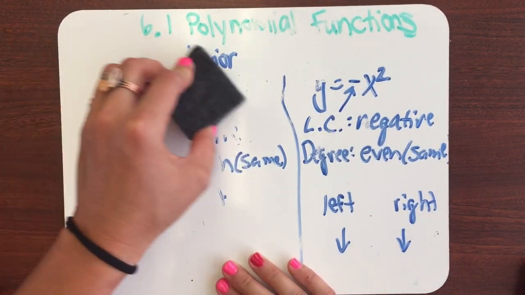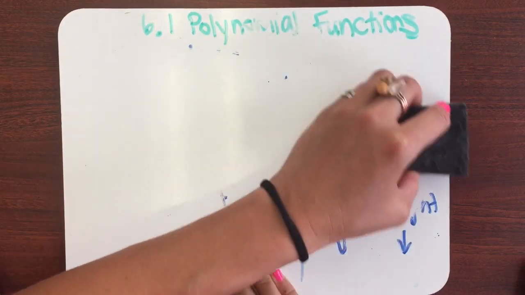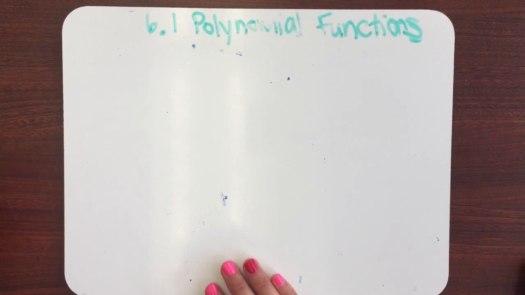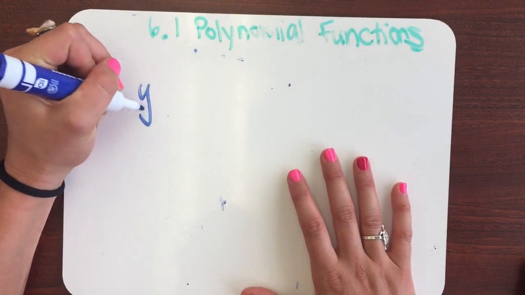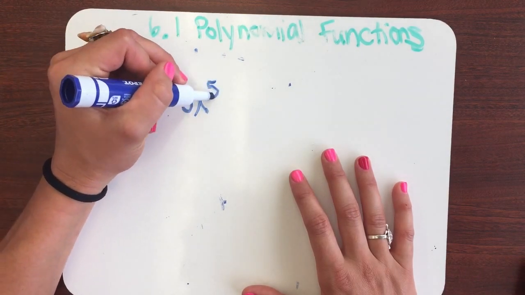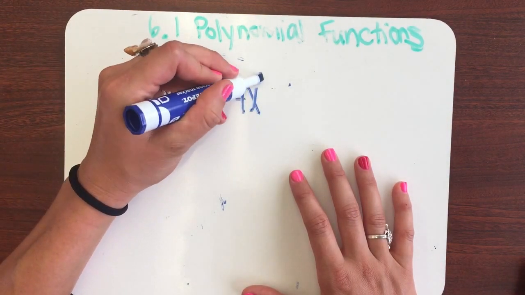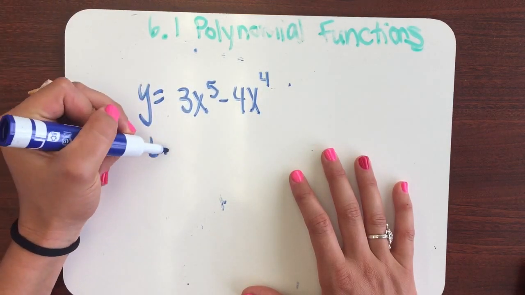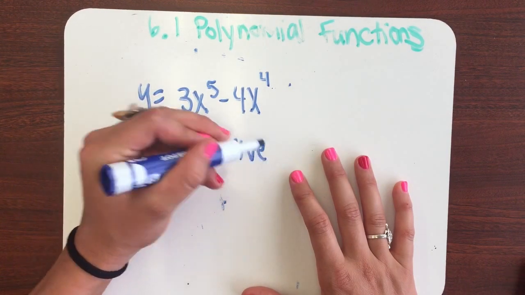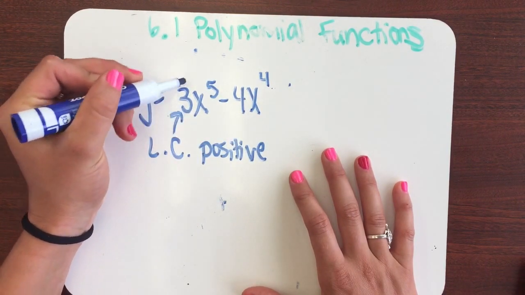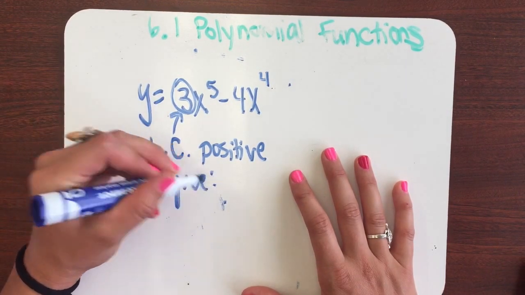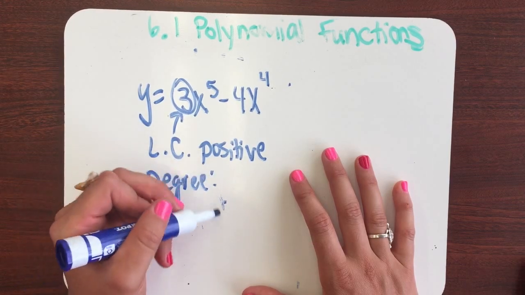So if we try some examples now, we can say, for example, if I have y equals 3x to the 5th minus 4x to the 4th. We look at the leading coefficient, and that is positive because it's a 3. And we look at the degree. So just by knowing the leading coefficient, we know that the right side is going up.